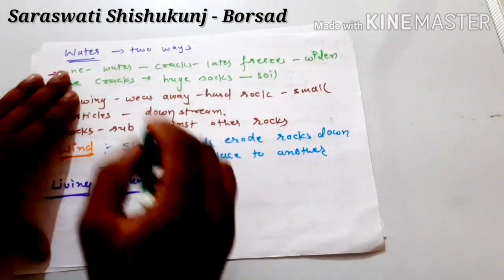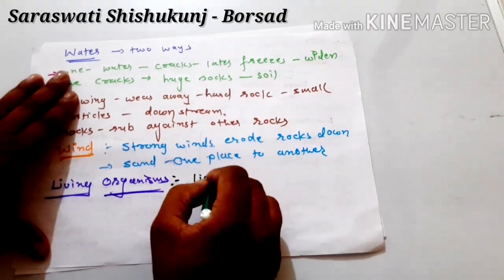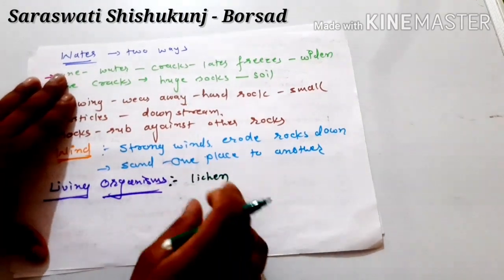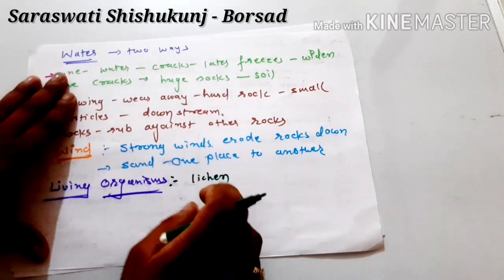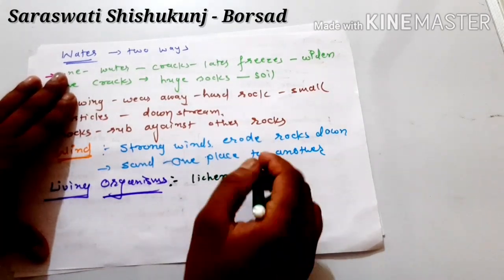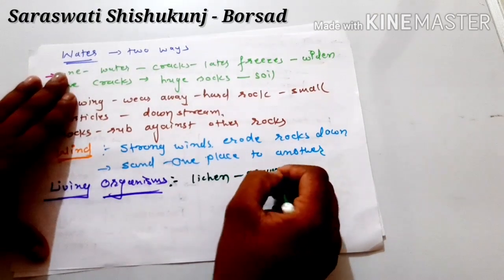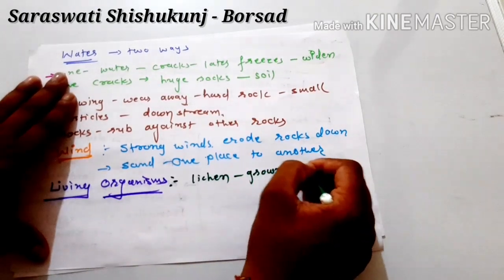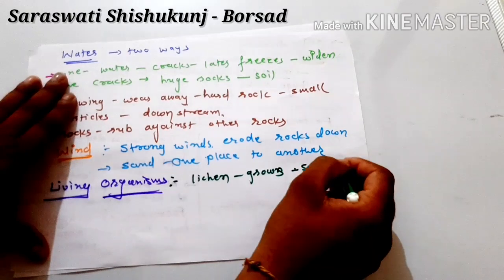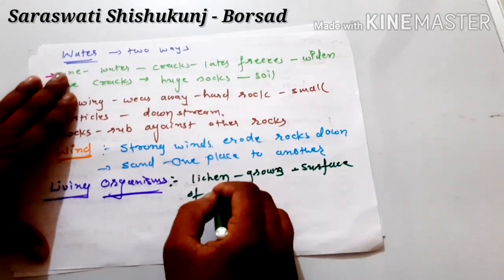Okay, try to understand. Let's take the example of lichen. See, this lichen is an organism which always grows on the surface of rock, right?